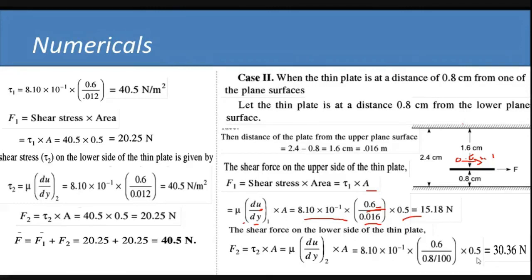After that, next is total F. So total F is nothing but F1 plus F2. So you can add them: 15.18 plus 30.36 or 30.375, whatever, both the answers are correct. So the final answer is 45.54 Newton. Just add them. So you can see when the plate is at the center, the force required is only 40.5 Newton, but when it is at a distance of 0.8 from one of the sides, the force required is 45.54 Newton.